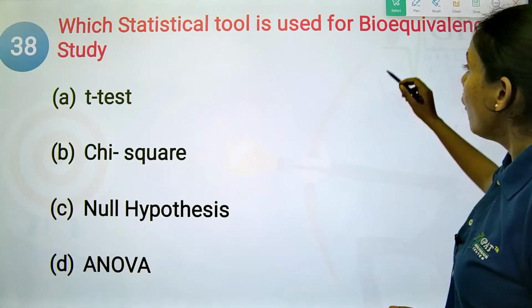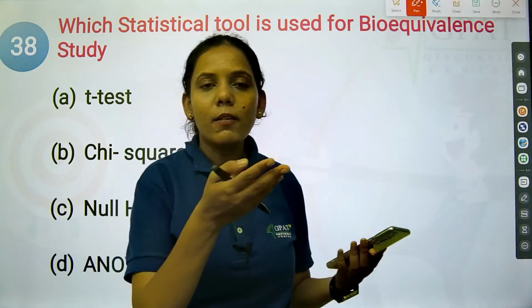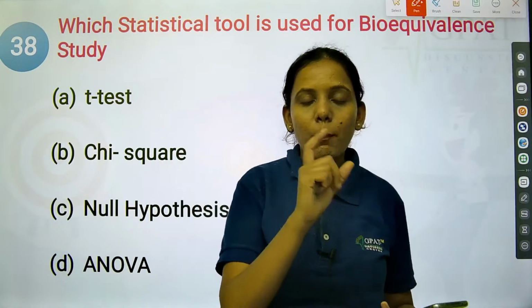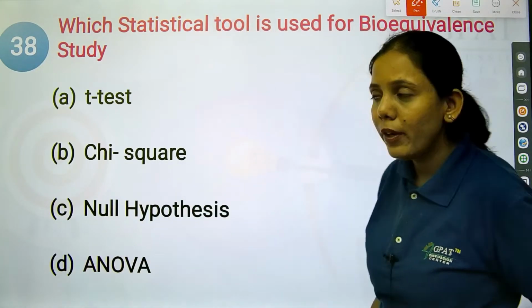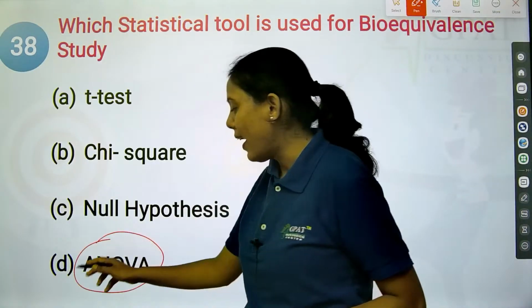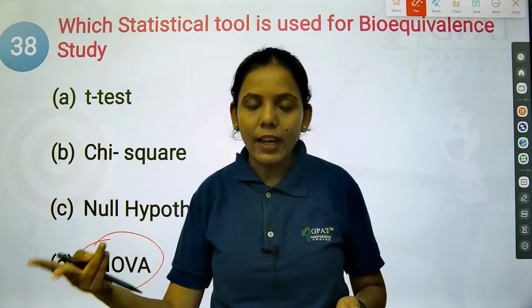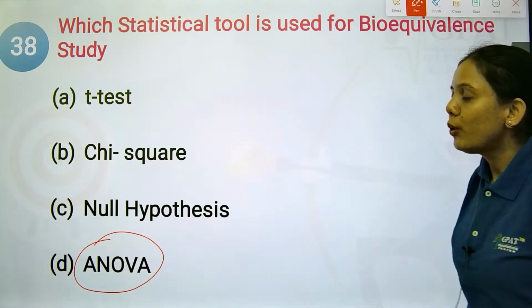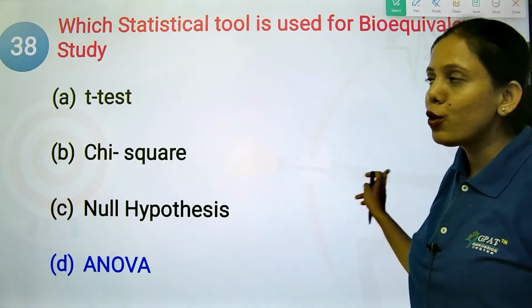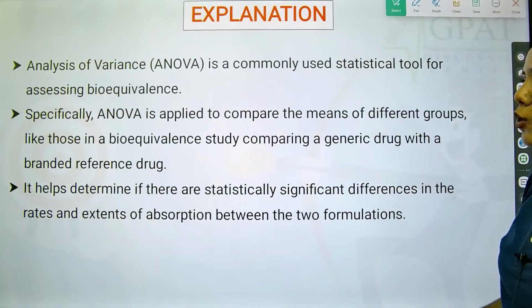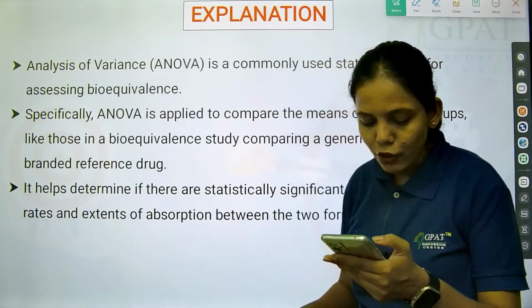Very good. Which statistical tool is used for a bioequivalence study? Bioequivalence means there is one brand product and one generic, right? So you want to compare them. For that comparison, we are doing analysis of variance, that is nothing but ANOVA. We are using it to compare the brand with the generic one. T-test, chi-square and null hypothesis are not the answer. So ANOVA is the right answer, which is used to compare between the two products. ANOVA is nothing but analysis of variance.